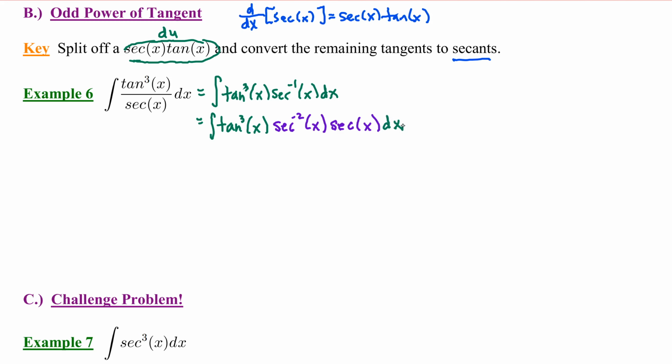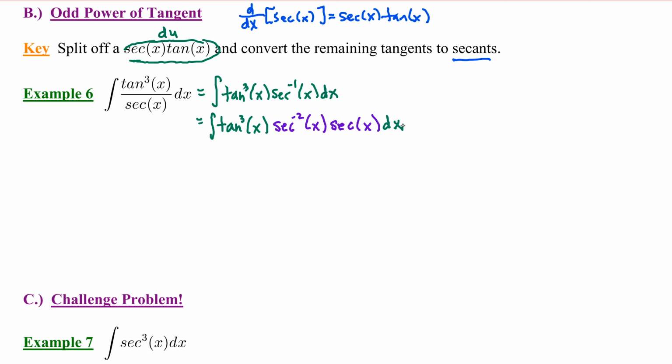Notice if we do secant to the negative 2 times secant of x, if we add the exponents on the secants, we will obtain a net exponent of negative 1. So line 2 is still equivalent to line 1. That gets me the secant of x that I need in the problem.